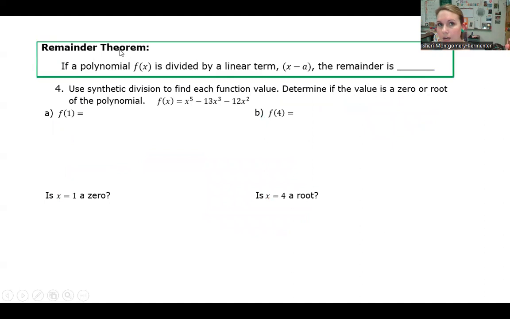So we've got another theorem. Don't be scared of theorems. Theorems are just fancy ways to say really complex stuff. So it says, if a polynomial f of x is divided by a linear term, then the remainder is, so it doesn't say anything about being a factor. This is not talking about factors where the remainder has to be 0. It just says, if you are dividing something by a linear term, the remainder is f of whatever that value is. And that sounds confusing, but I'm going to show you what I mean.